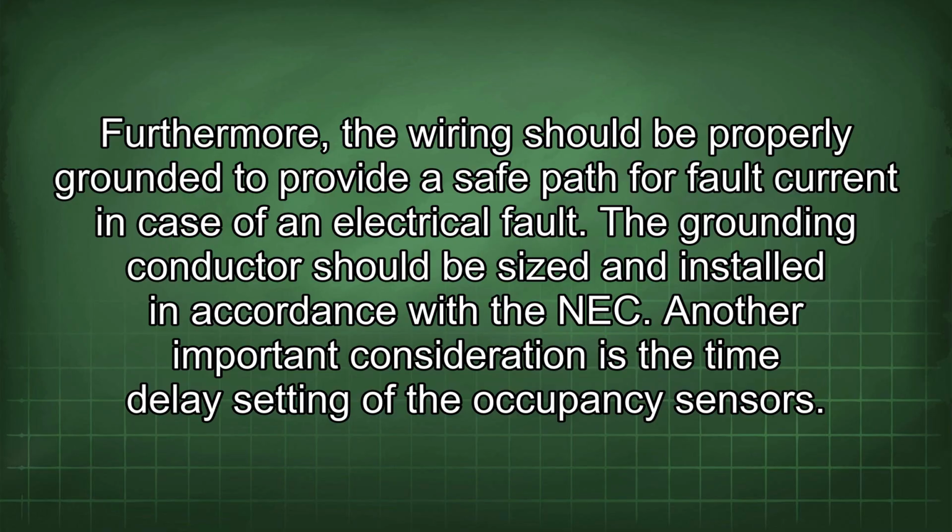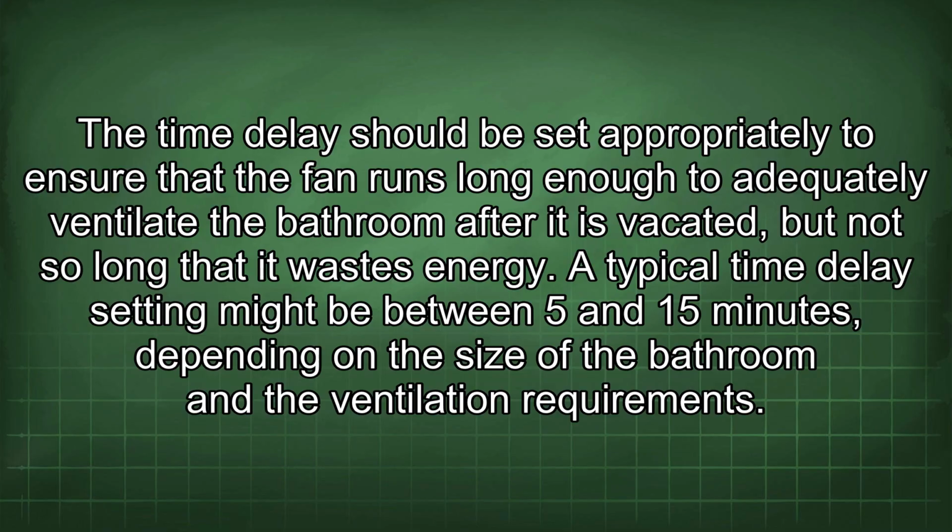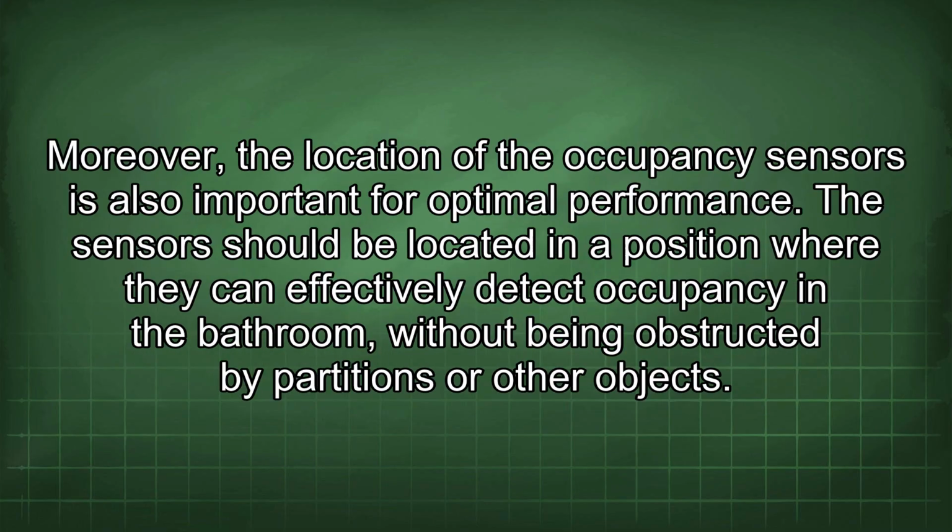Another important consideration is the time delay setting of the occupancy sensors. Most occupancy sensors have an adjustable time delay, which determines how long the sensor will keep the exhaust fan on after occupancy is no longer detected. The time delay should be set appropriately to ensure that the fan runs long enough to adequately ventilate the bathroom after it is vacated, but not so long that it wastes energy. A typical time delay setting might be between 5 and 15 minutes, depending on the size of the bathroom and the ventilation requirements.